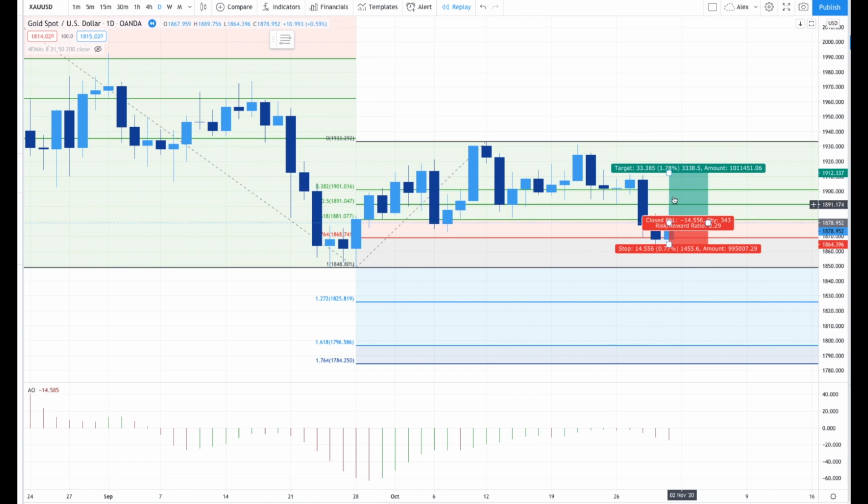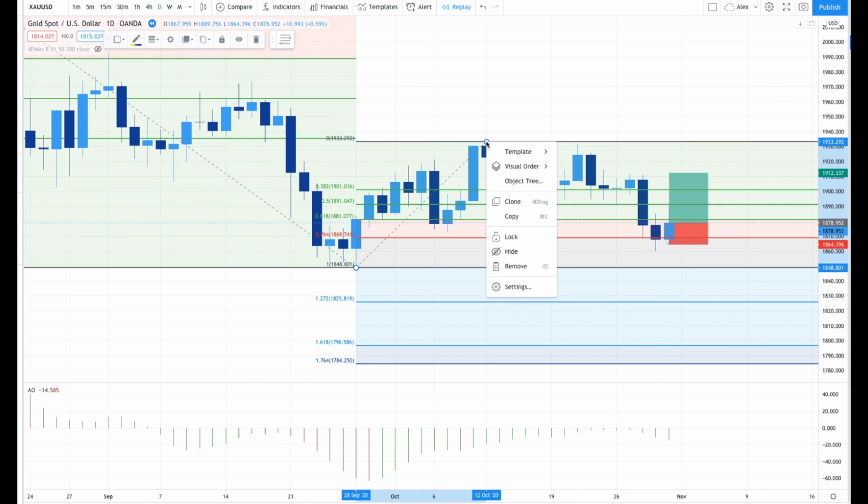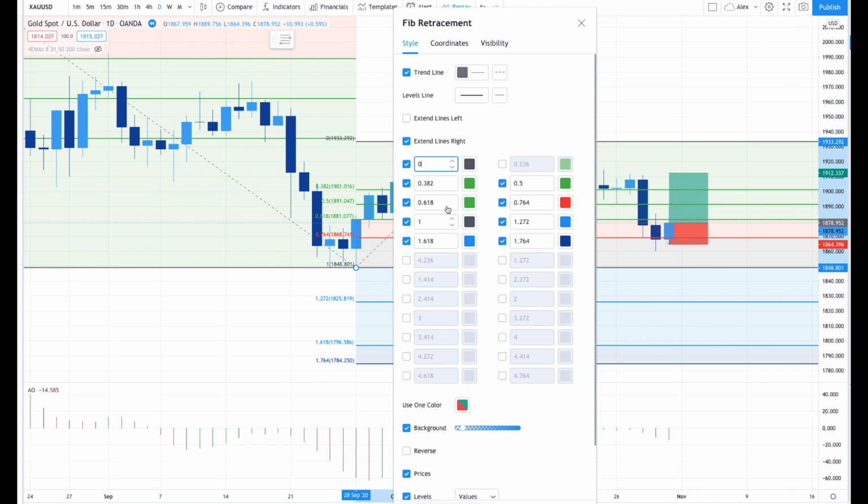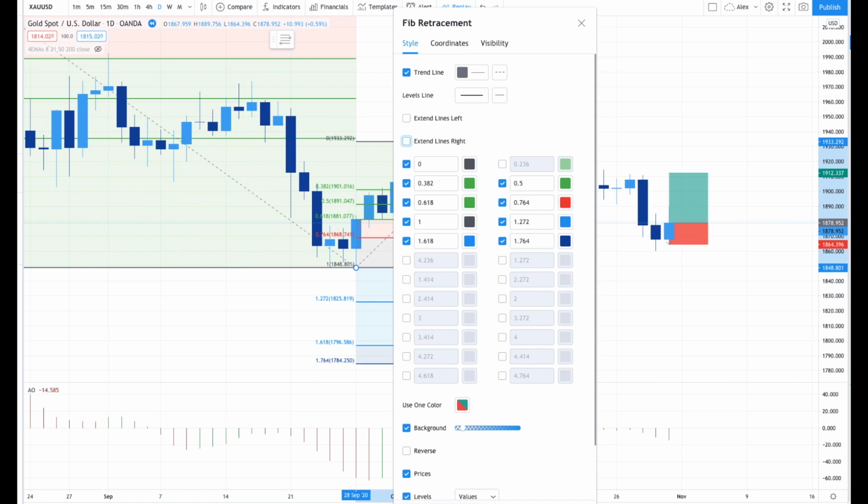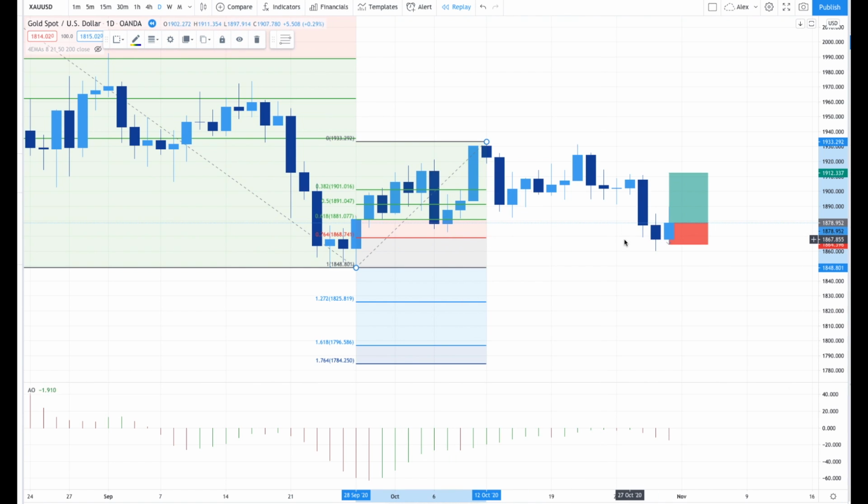And then where would your target be? Well, your target would have to be back up to a 76.4 retracement ideally. And of course, this is why I set two targets, because what I would do here is pull these fibs back, just like I've done there, keep them on there for reference, because I want to know where I got in. But I'm going to focus on this area now.